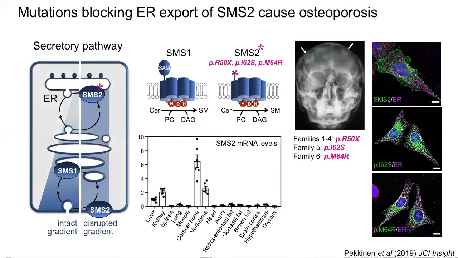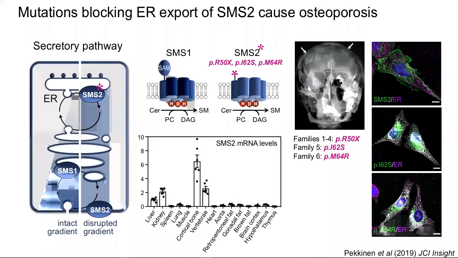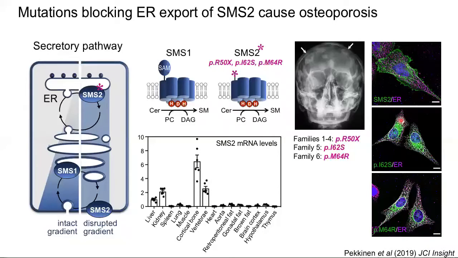Now, in collaboration with a group of Outi Mäkitie at the University of Helsinki, we found that actually SMS2 is highly expressed in bone, and we also identified heterozygous mutations in the SMS2 gene as the underlying cause of a rare form of osteoporosis, which is characterized by sclerotic lesions in the skull of the patients that are affected by the disease. And these mutations turned out to block export of a functional sphingomyelin synthase enzyme from the ER. And based on these findings, we postulate that the cause of osteoporosis in these patients with SMS2 mutations is not a reduced cellular capacity to produce sphingomyelin, but rather a disrupted sphingomyelin-sterol gradient due to an aberrant bulk production of sphingomyelin in the ER of the osteogenic cells.